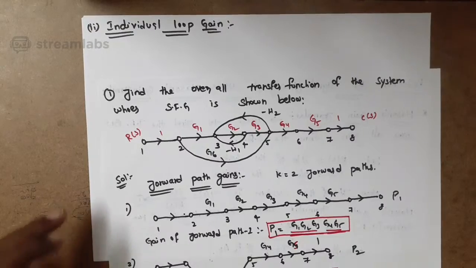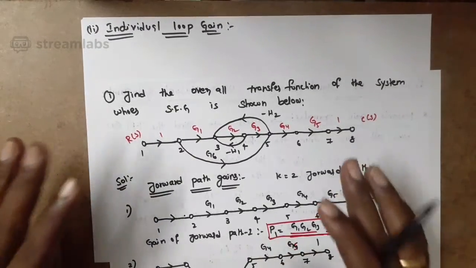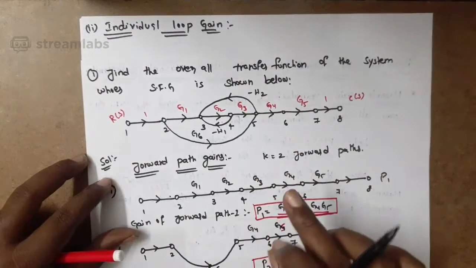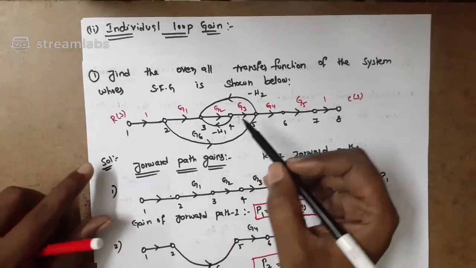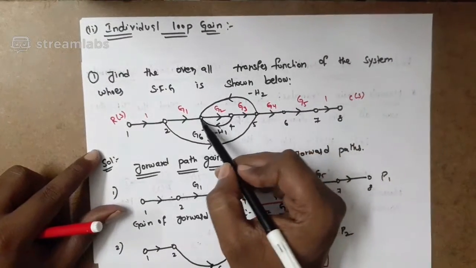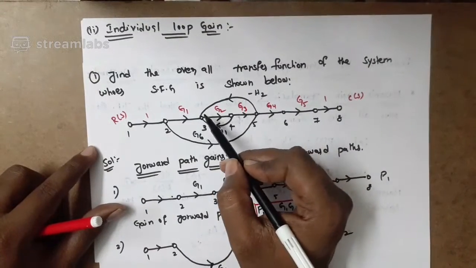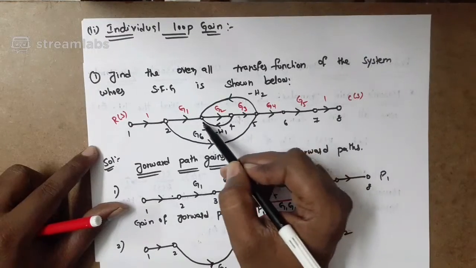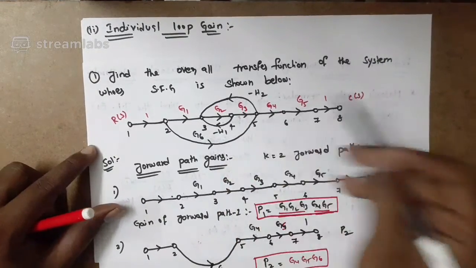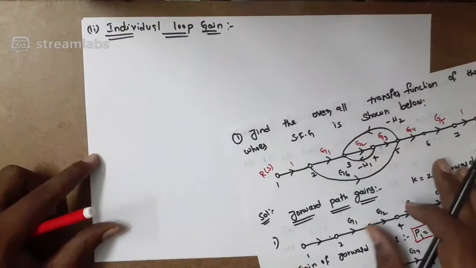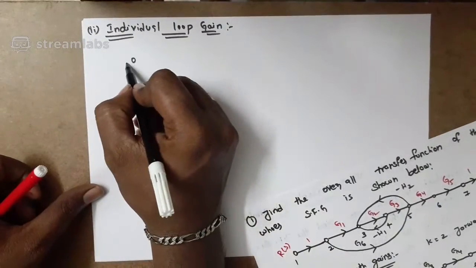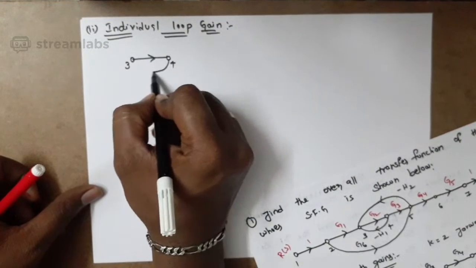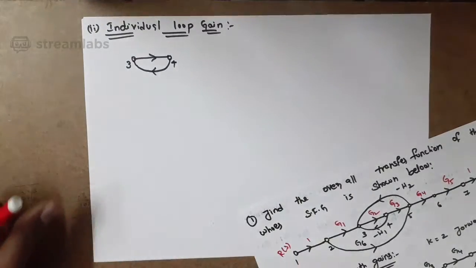First of all, we need to know what a loop is. A loop is nothing but a signal which ends at the point where it started. See here, how many loops are there? Let us notice 3 and 4. The signal starts from 3, goes to 4 and again ends at 3. So 3, 4 is a loop.